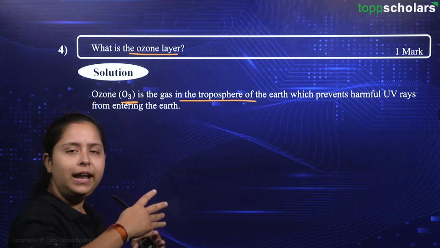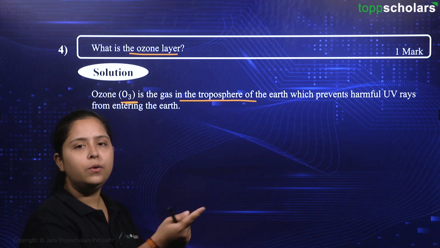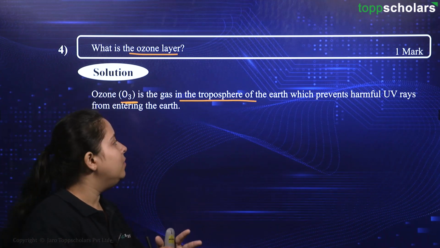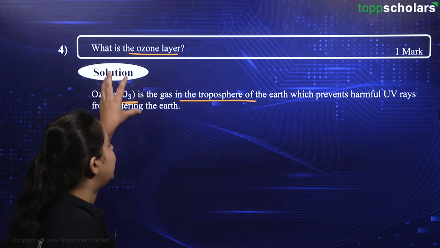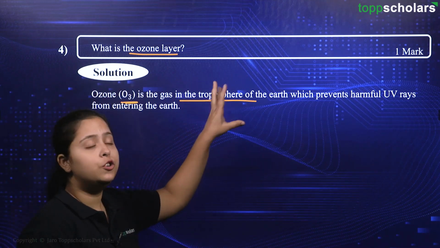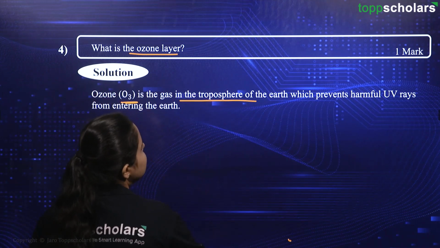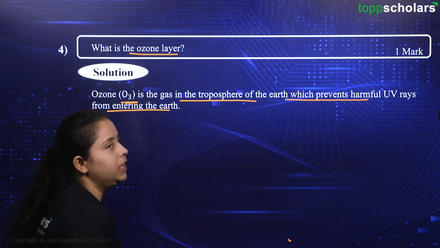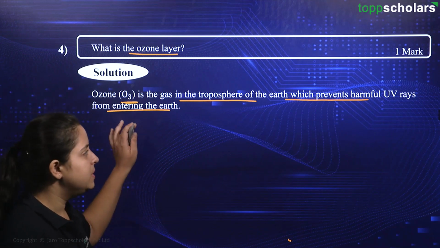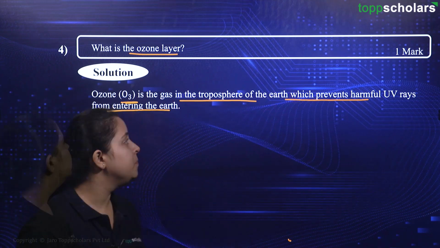Earth has different layers. Here the one surrounding us is the atmosphere. Then we have the different layers, stratosphere, troposphere. Remember that this ozone is present in the troposphere. So ozone is the gas in the troposphere of the earth which prevents harmful UV rays from entering the earth. This much answer is good to go for 1 mark.